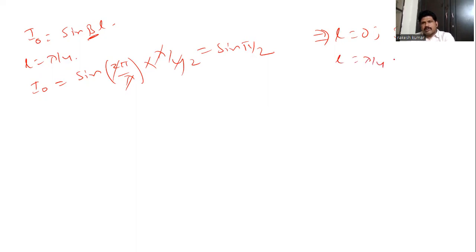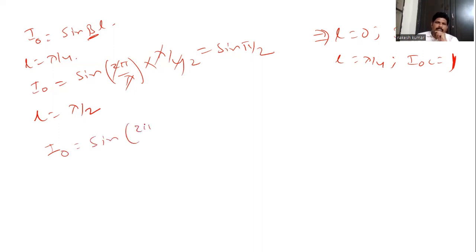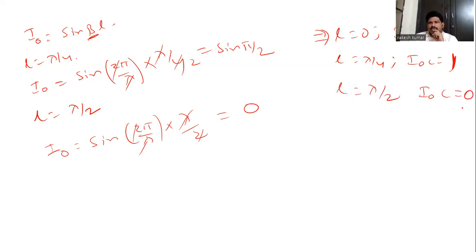When L is equal to lambda by 4, the current I_OC is equal to maximum. Similarly, when L is equal to lambda by 2, simply substitute here, I naught is equal to sine into 2 pi by lambda into lambda by 2. Lambda will get cancelled, 2 will get cancelled, sine pi is 0. Means when L is equal to lambda by 2, the open circuit current is equal to 0.